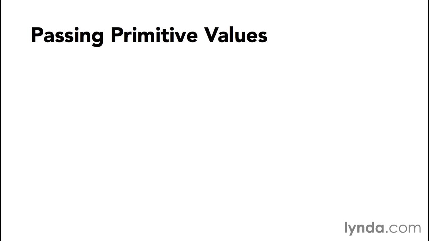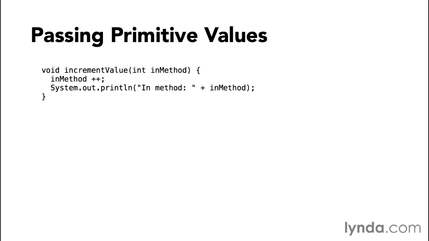When you pass a primitive value into a method, a copy of the original value is made, and any changes inside the method won't change the original. Here's a custom method named incrementValue. It receives an integer value named inMethod. Then within the method, it's being incremented by 1, and then that new value is being output to the console.